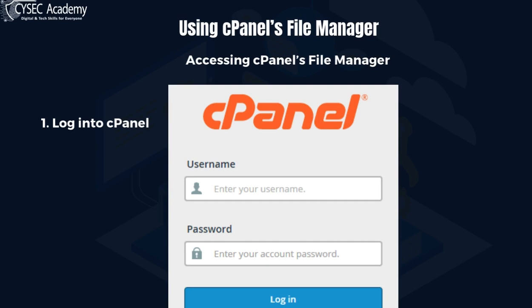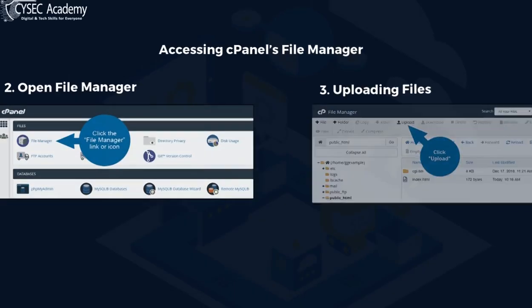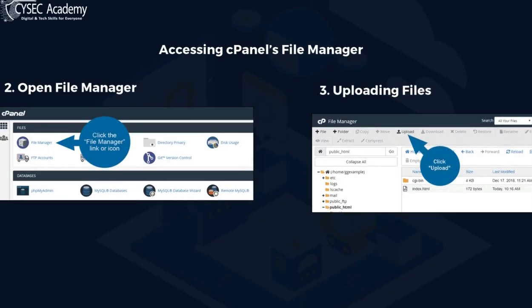To access cPanel's file manager, follow these steps. 1. Log into cPanel. Go to your hosting provider's cPanel login page, usually something like yourwebsite.com/cpanel. Enter your cPanel username and password. 2. Open File Manager. In the Files section, click on File Manager. Navigate to the public_html folder. This is where your website files should be uploaded.